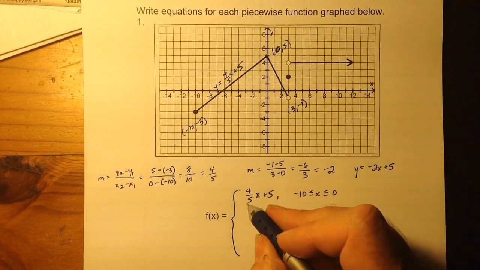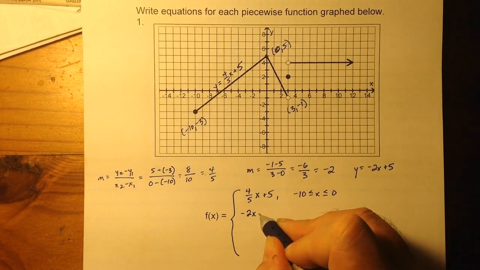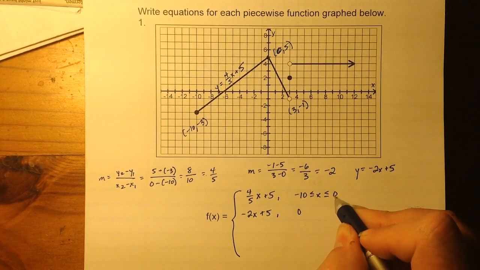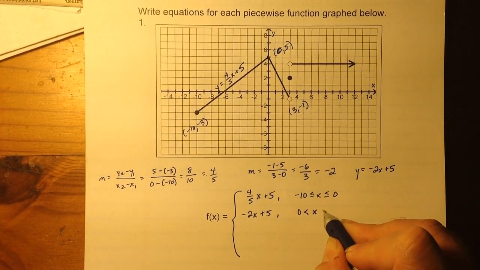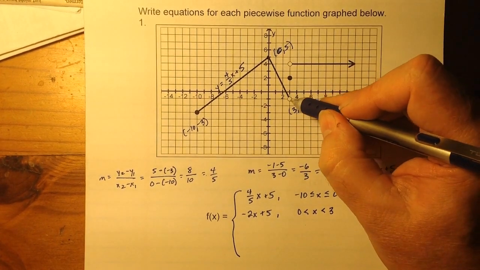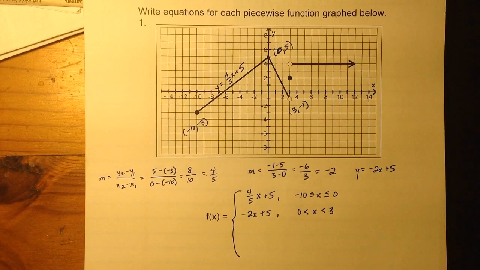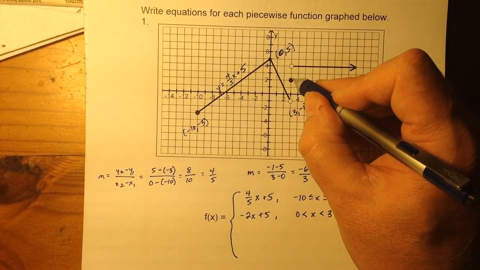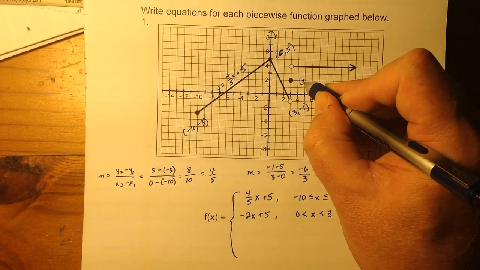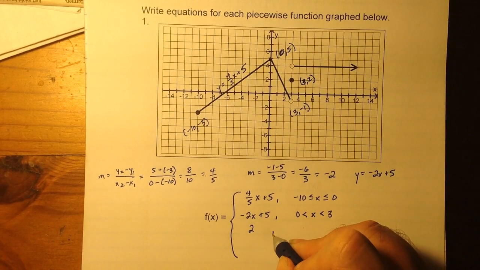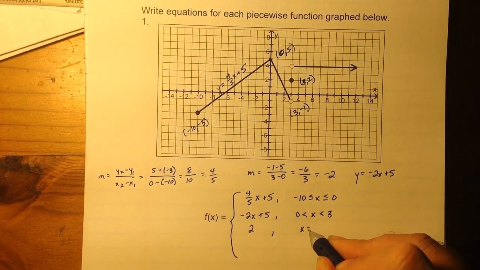My next piece is -2x plus 5. And that one I'm not going to include with the 0 since I included the 0 here. 0 is less than x is less than 3 because my x value is 3 at this one, and that's an open circle, so not included. It's equal to 2. That point here is 3, 2. So my y value is 2 when x equals 3.